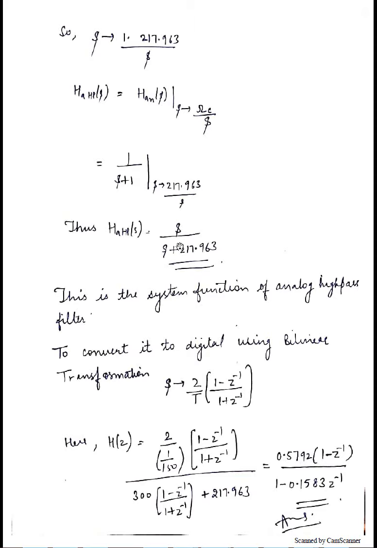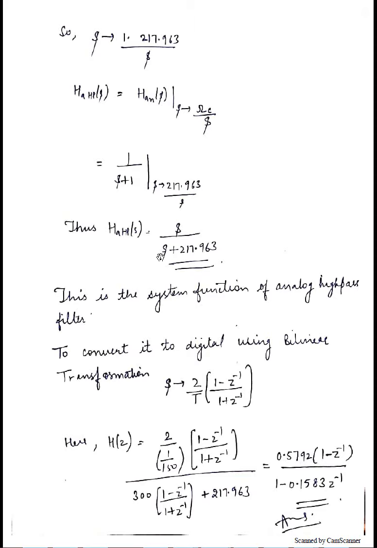Now, our motive is to design a digital filter. So how will we obtain the digital filter? We know there are different methods to convert an analog to a digital filter: we have bilinear transformation, impulse invariant, and approximation of derivatives. Depending upon the question, and in the question it is mentioned that we have to use bilinear transformation with capital T as 1 by 150 second. So we'll keep the equation for bilinear transformation.